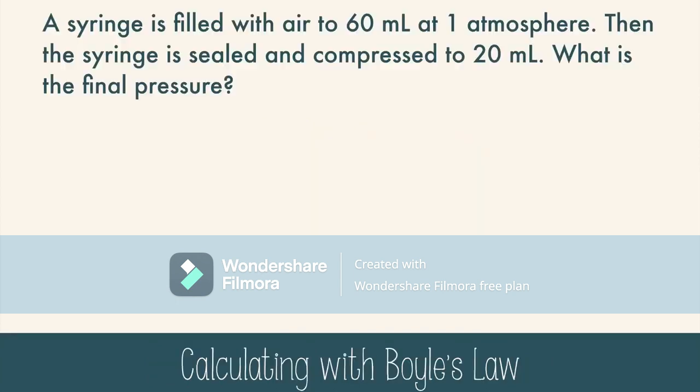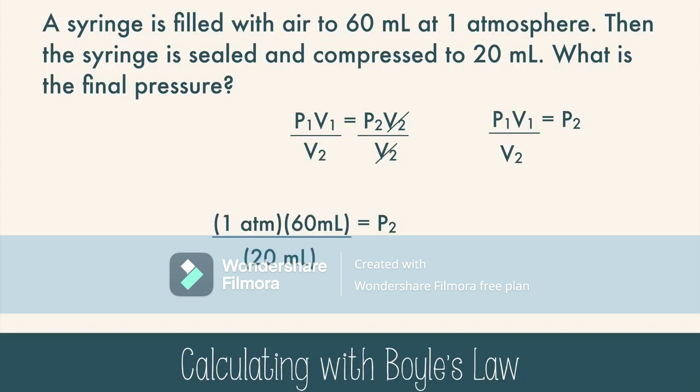Let's try using it. A syringe is filled with air to 60 milliliters at 1 atmosphere. Then the syringe is sealed and compressed to 20 milliliters. What is the final pressure? Using Boyle's law, P1V1 equals P2V2, you can rearrange this equation now or after plugging in the numbers. It doesn't matter, but for neatness, I'm going to rearrange it now. I need the final pressure, or P2, so I'm going to get that isolated by dividing both sides by V2. Then clean it up and plug in the data. And you get 3 atmospheres.